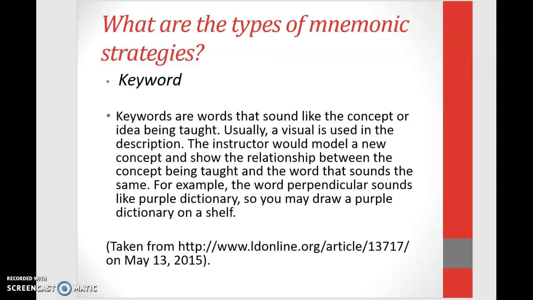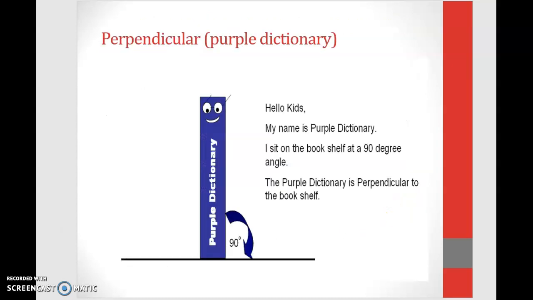You don't know. So keywords are words that sound like the concept or idea being taught. Usually there's a visual, you would model the new concept, show the relationship between the concept and the word that sounds the same. So an example is perpendicular. Okay, so perpendicular sounds like purple dictionary. Hi kids, hello kids, my name is Purple Dictionary. I sit on the bookshelf at a 90-degree angle. The purple dictionary is perpendicular to the bookshelf.